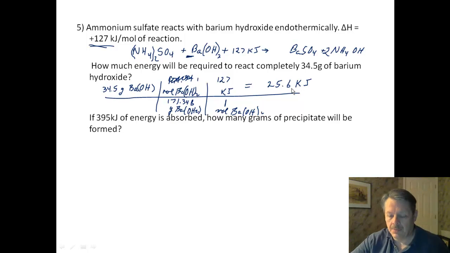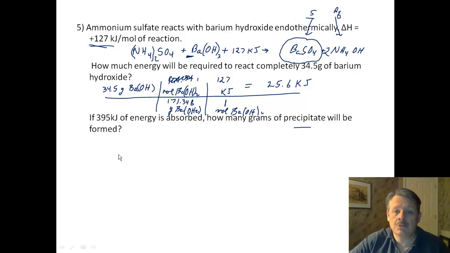All right, and it says if 395 kilojoules of energy, how many grams of precipitate will be formed? Well, which one of these is a precipitate? Well, now I have to go out to my solubility table. And if I go to my solubility table, I figure out that barium sulfate is my precipitate. All right, that's going to be a solid, and the ammonium hydroxide is going to be aqueous. So it's asking me for barium sulfate.